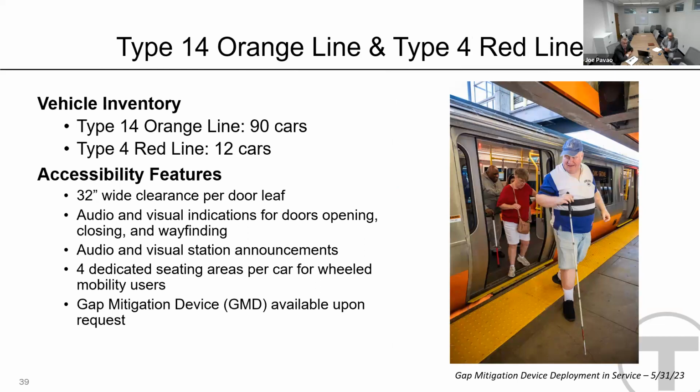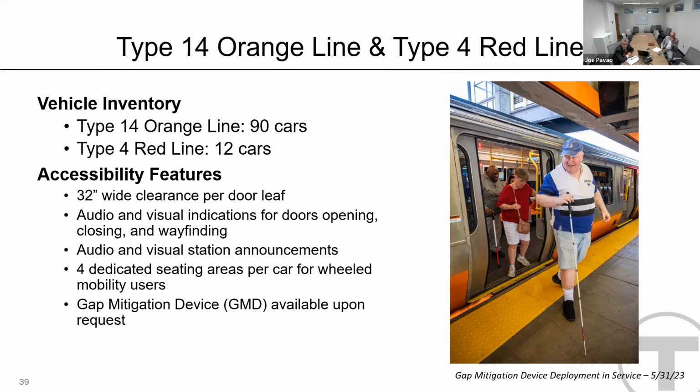Next slide. Orange Line, quick update on the Orange Line. We've got 90 cars that have been delivered. They're in multiple stages. 86 of them are in service, and we've got a couple through the commissioning process. And we're also in process of delivery. So we're moving forward with that. Red Line, we've got 12 cars delivered.